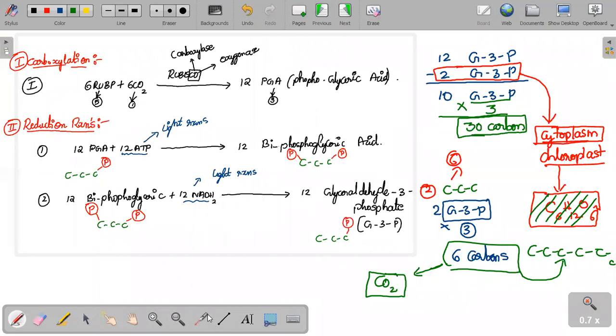Now just go and see your RUBP molecule. RUBP is a how many carbon compound? It is a 5 carbon compound. How many such molecules are you taking? 6 molecules. 6 times 5 is 30 carbons. Totally 30 carbons you are utilizing in the RUBP. So how many carbons are you left over with? Out of 36, 6 carbons were utilized for glucose production. So how many carbons remain? 30 carbons remain.